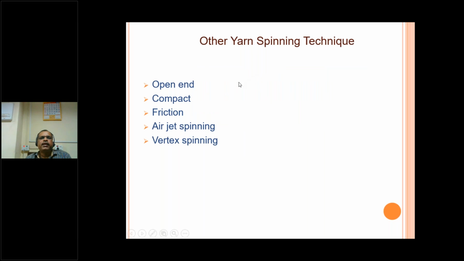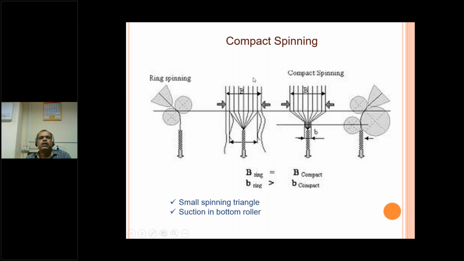Other yarn spinning techniques besides ring spinning are open end, compact, friction, air jet and vortex. These are very modern techniques to make the process shorter. Compact spinning is a development of ring spinning. Here in compact spinning, we are decreasing the spinning triangle. Where the spinning triangle is larger, short fibers are there which create problems. By decreasing the spinning triangle with the arrangement of this roller and suction system, which keeps the short fibers or side fibers compact, it makes a compact yarn.